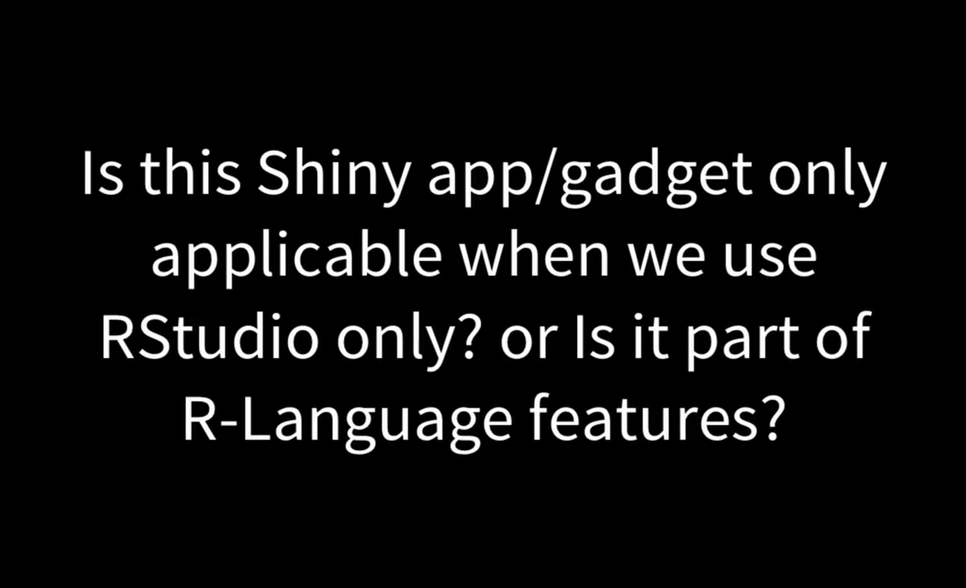Hi, I'm new to R. Is the Shiny app gadget only applicable when we use RStudio only, or is it part of R language features? Both Shiny and Shiny gadgets are IDE agnostic. They're part of R. You can create them with R without using the RStudio IDE, and you can give them to people to use even if those people are not using RStudio IDE. Since we make RStudio IDE and we also make Shiny, we've been able to really integrate them well with RStudio, and our hope is that RStudio makes it easier for you to create these things, but you do not need to use RStudio. They're completely disconnected.